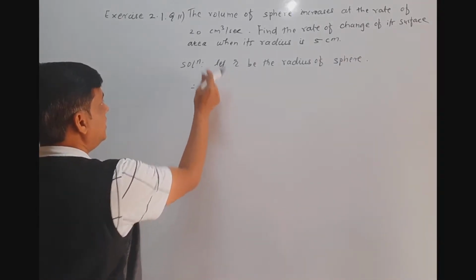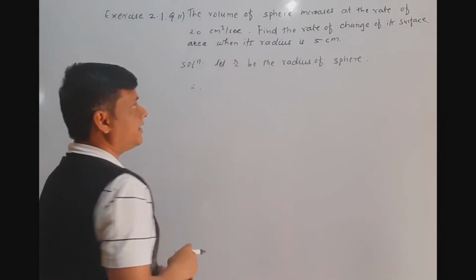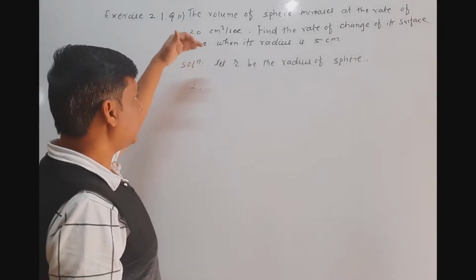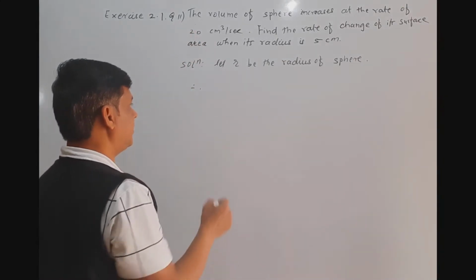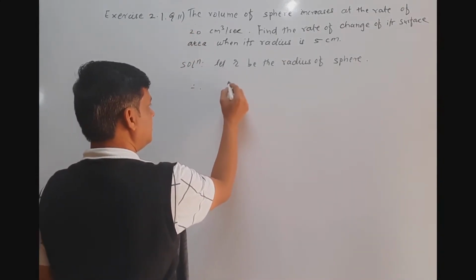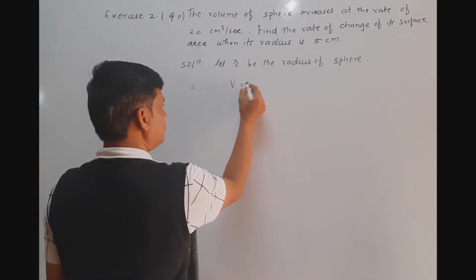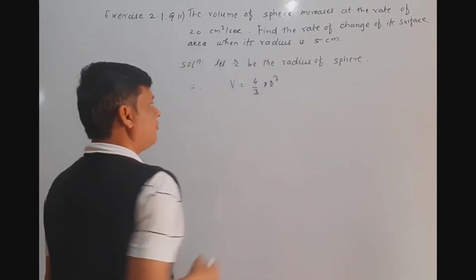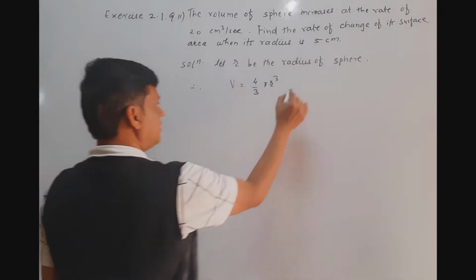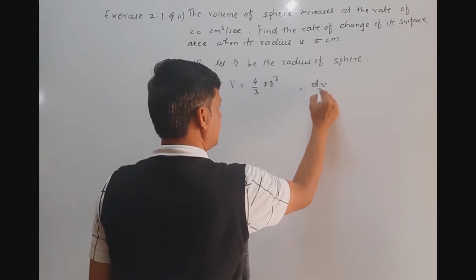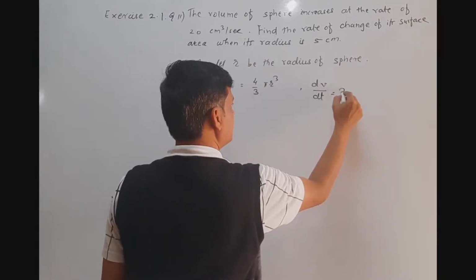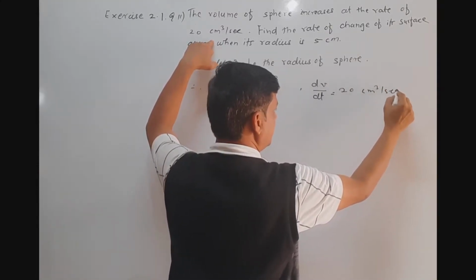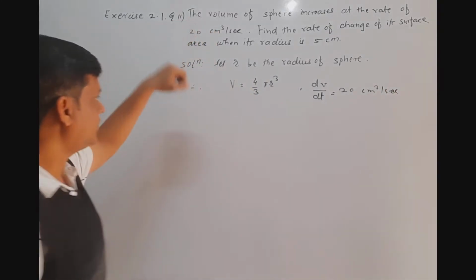Therefore, the volume of the sphere increases at the rate of 20 cubic centimeter per second. That means the rate of change of volume is given, and we know that V is equal to 4/3 pi r cube, the volume of the sphere. So here dV by dt is equal to 20 centimeter cube per second is given.